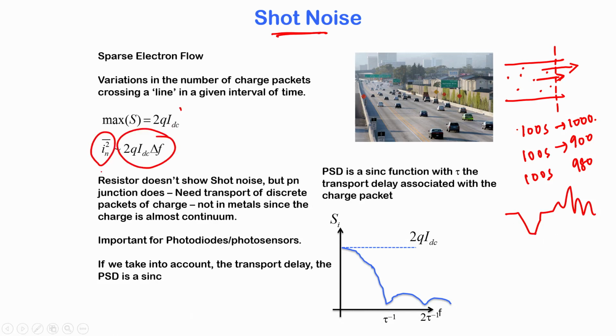Your noise current is dependent on the DC current through the device, and therefore this is not seen in resistors. It is also not seen in MOSFETs that are in strong inversion, but it is very much seen in devices such as photodiodes or photosensors, which are diodes in reverse bias.